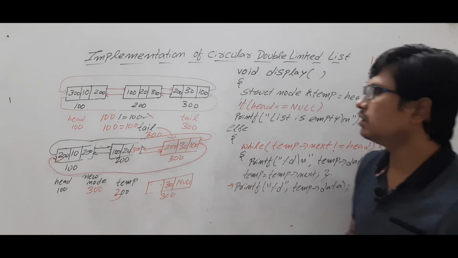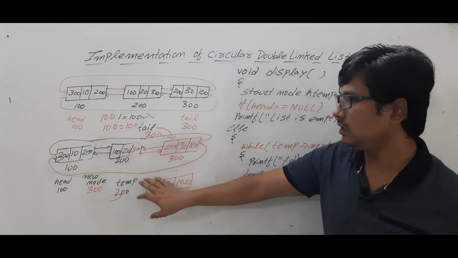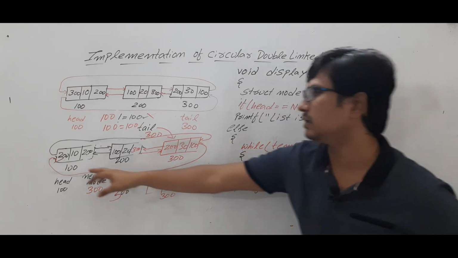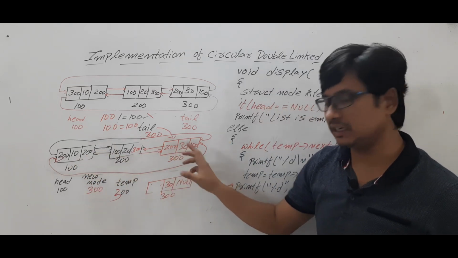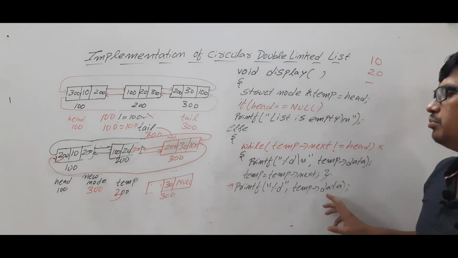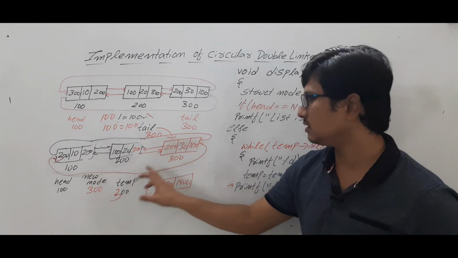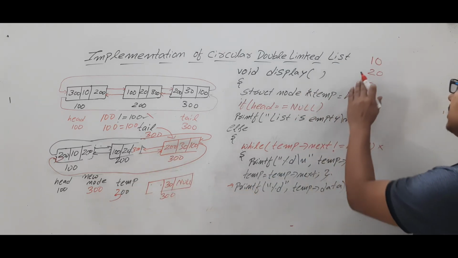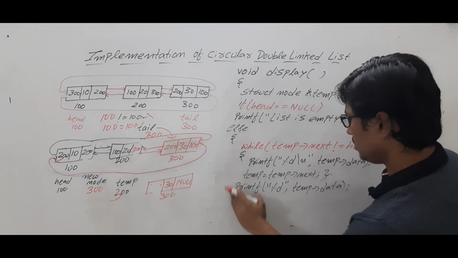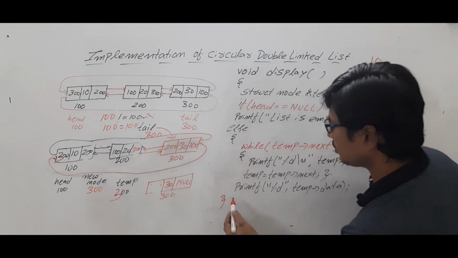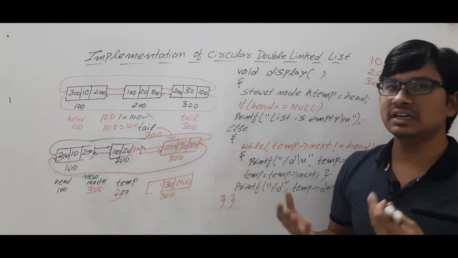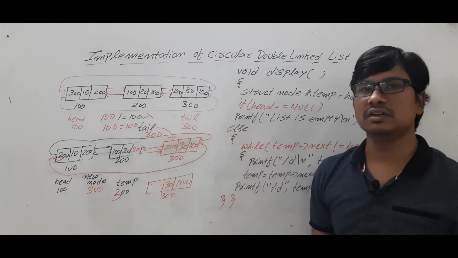Now look at here. How many elements are there? 3 elements are there, but till now we have displayed only 2 elements' data, 10 and 20. So we need to display the 30 also. That's why we have written printf of %d temp of data. Temp is 300, 300 of data is 30. The 30 will be displayed. Is it clear? So we will close the else block and we will close the function. So this is the way you will display the data which is there in the circular double linked list.